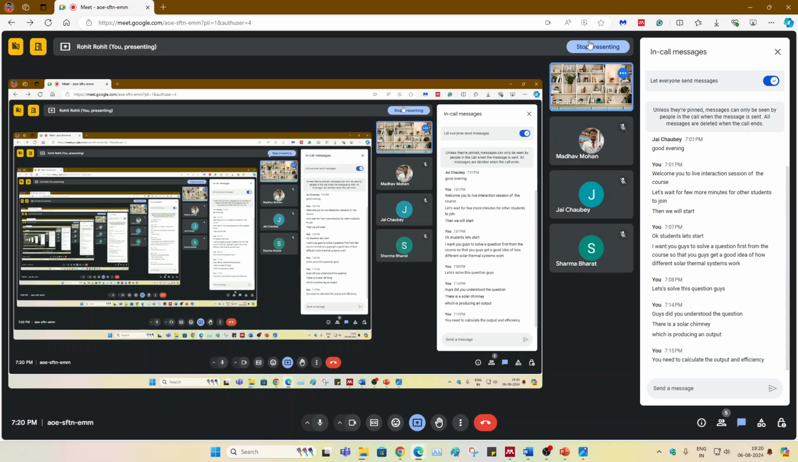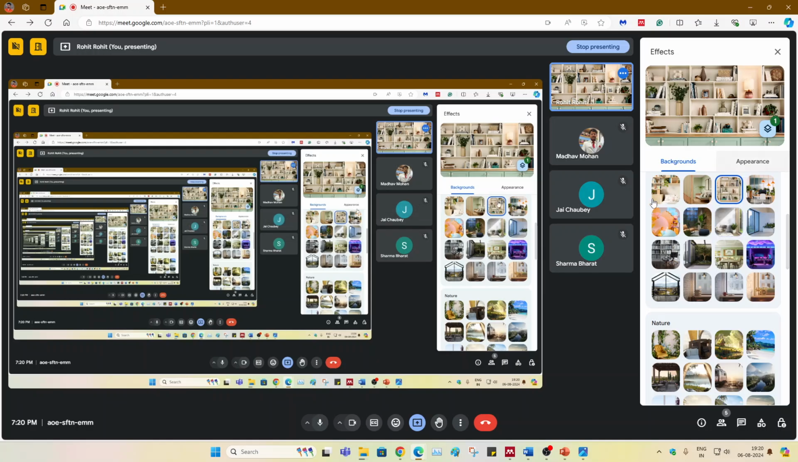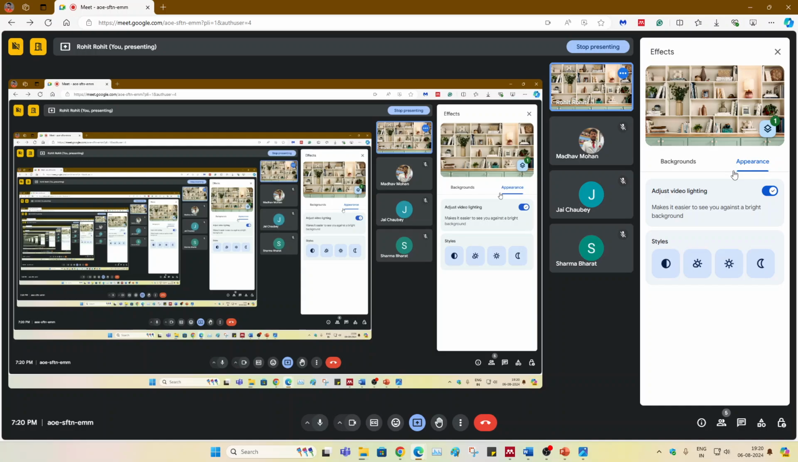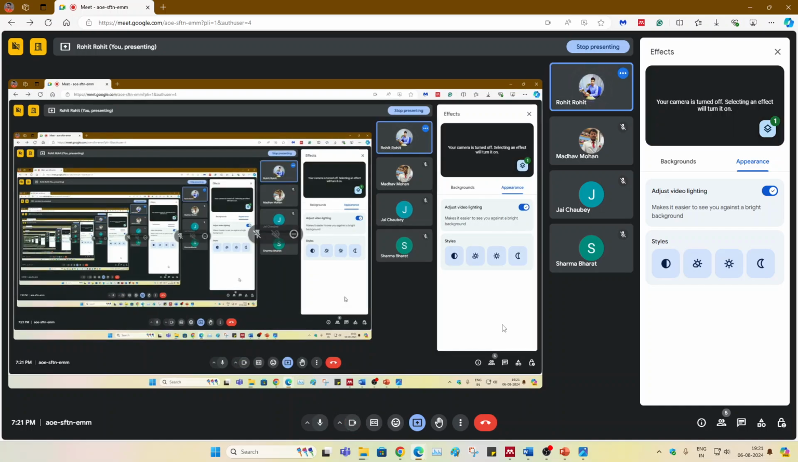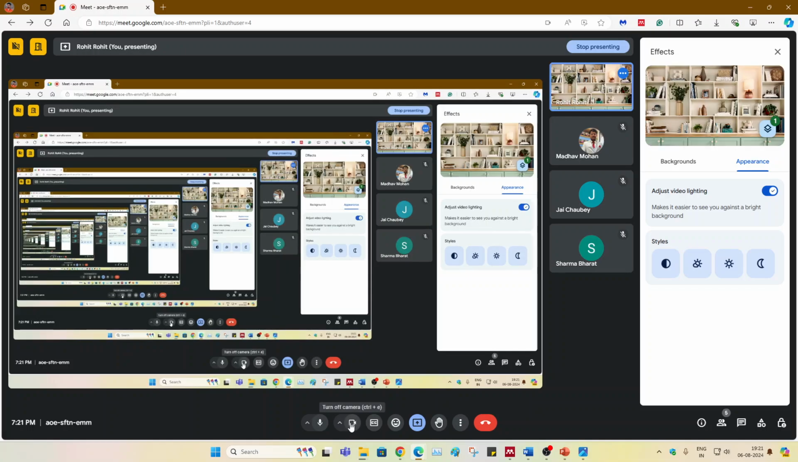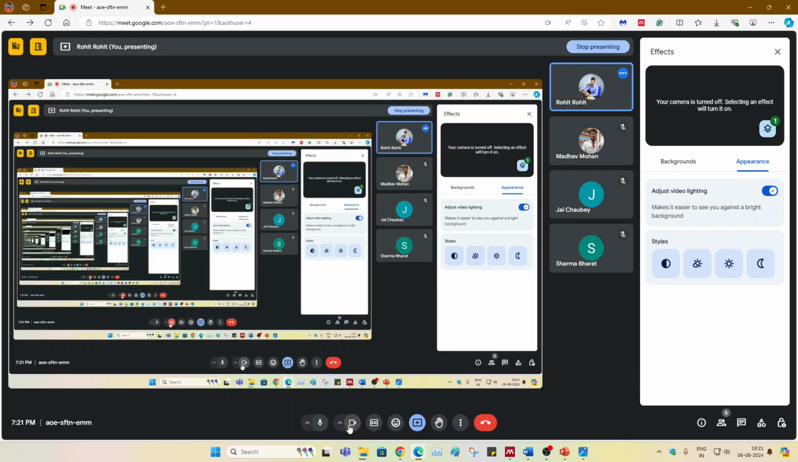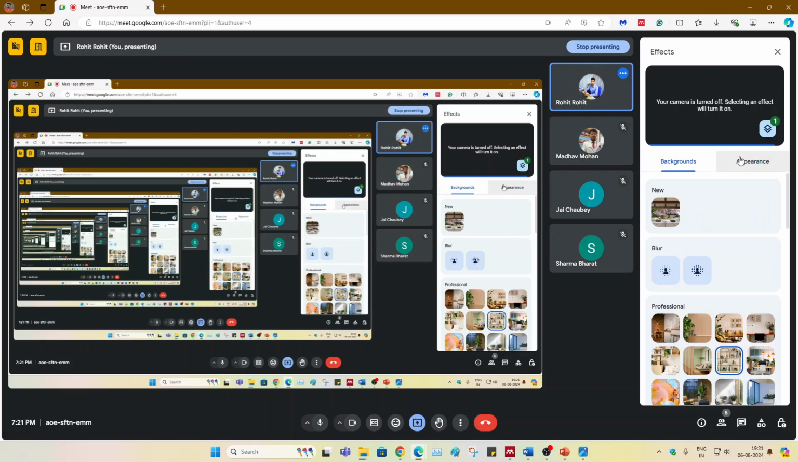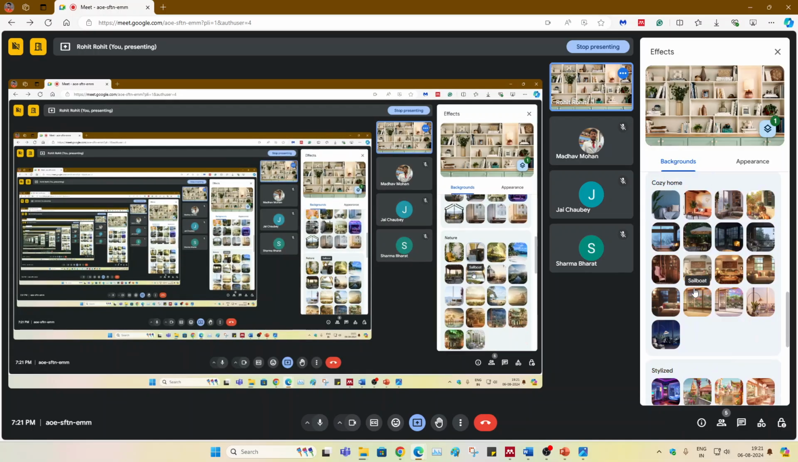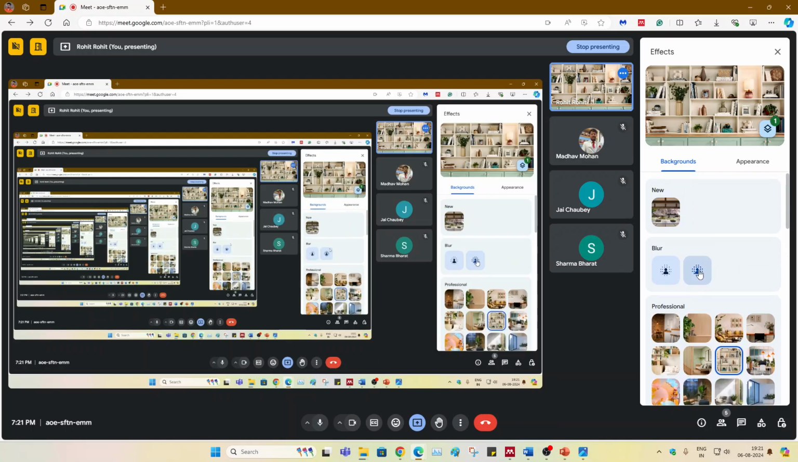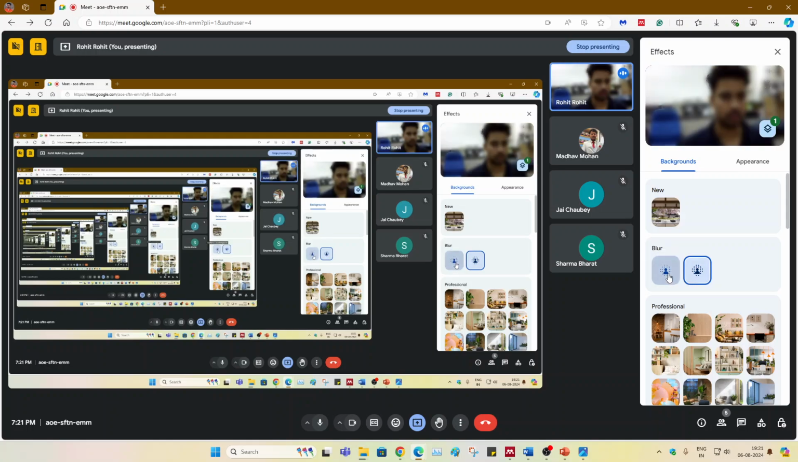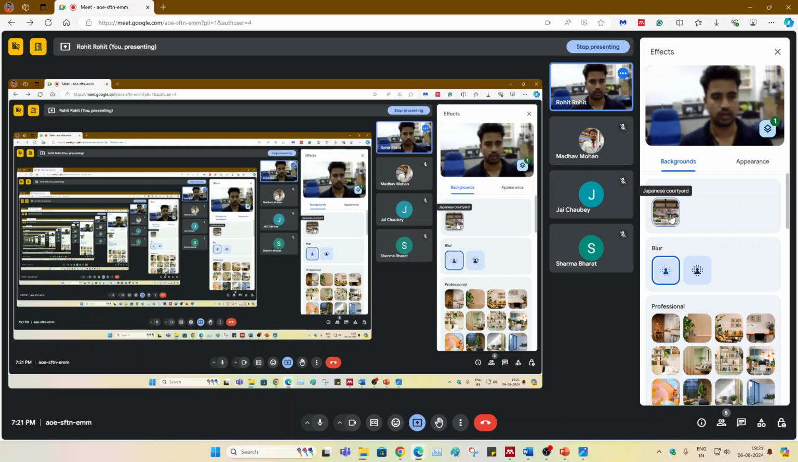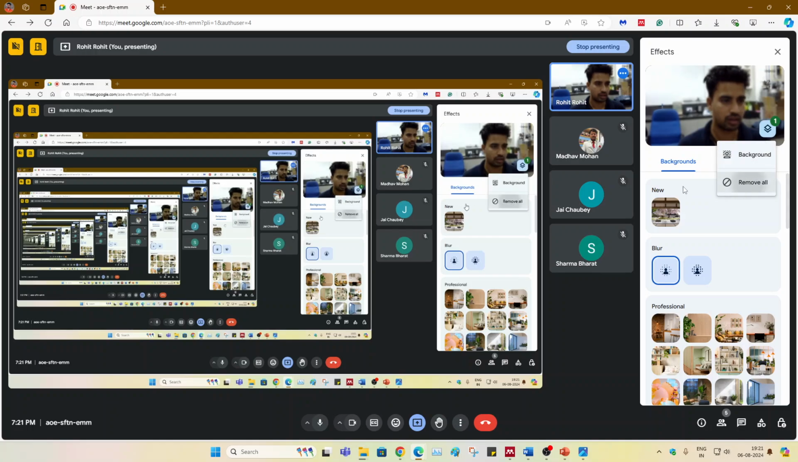So this happened to my camera. Whenever I try to apply software, there is a, let's see the effect. Okay, so I think, okay, let's say.